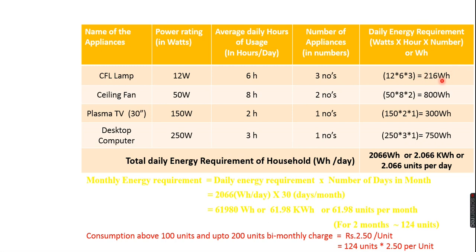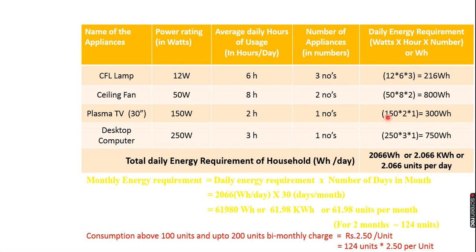For example, the CFL lamp's total watts hour with the requirements is 216 watts hour. Likewise, we can calculate for the other appliances. Ceiling fan is 50 watts into 8 hours into 2 numbers. That is a total of 800 watts hour.